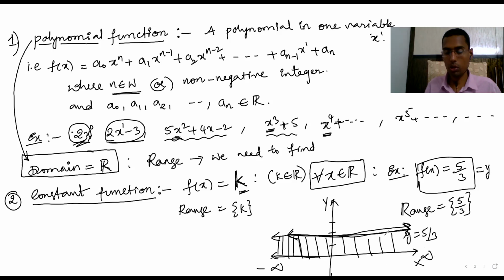What is range? Range means you should draw perpendicular on the y-axis. So only 1 point is there here. For whatever x you take, the y value is the same, that is 5 by 3. That is the range.